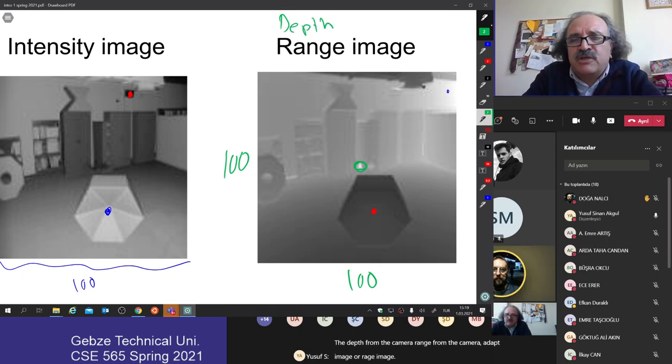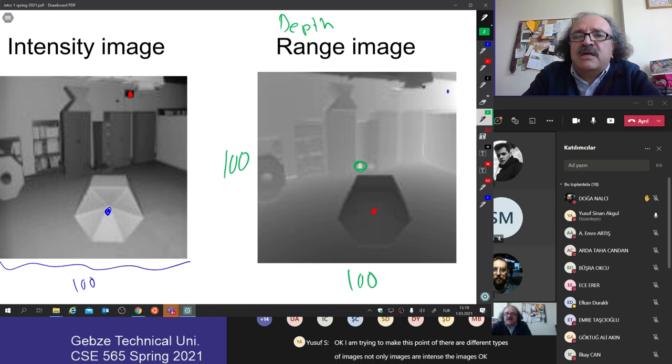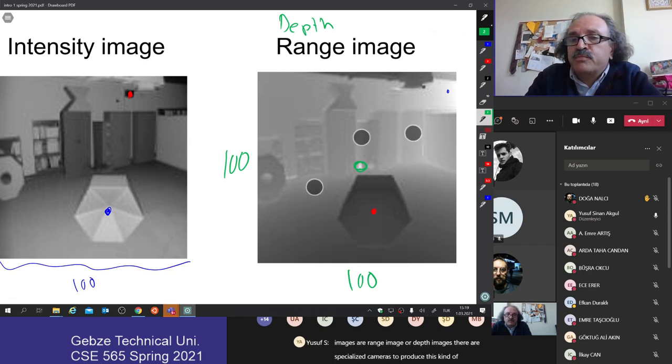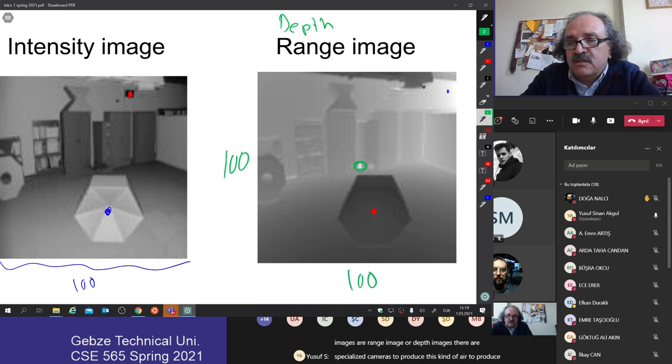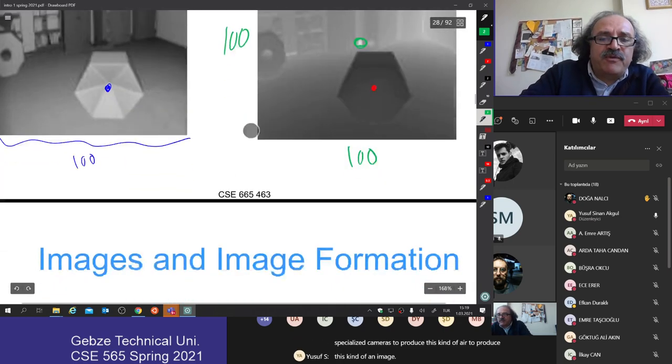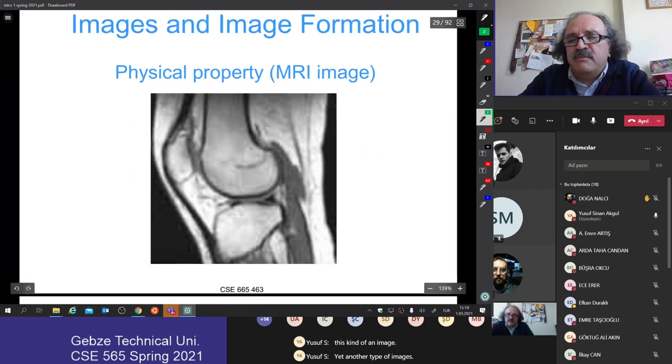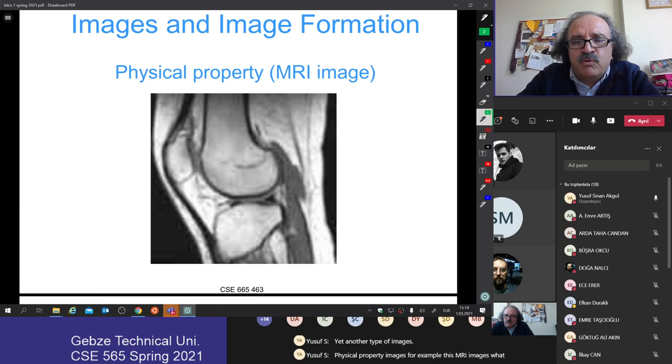I am trying to make this point that there are different types of images. Not all images are intensity images. Some images are range images or depth images. There are specialized cameras to produce this kind of image. Yet another type of image is physical property images. For example, these MRI images. What image is this? What human part do you see here?